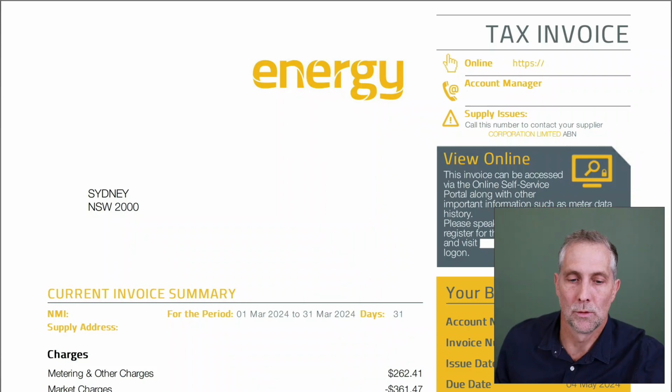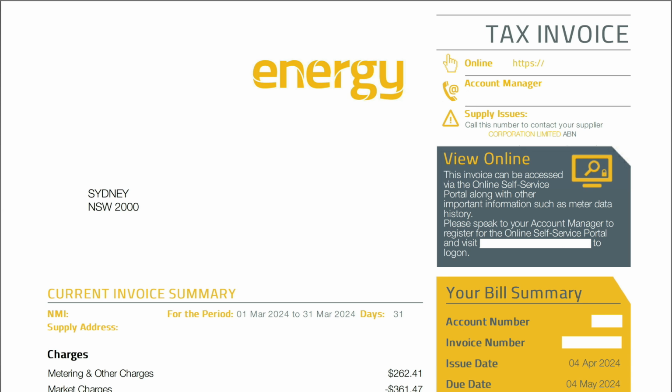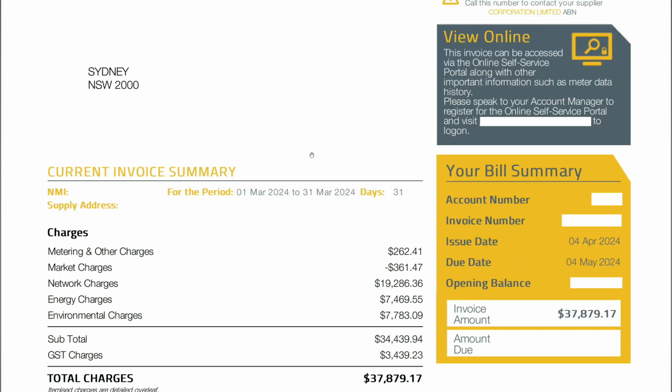So let me jump on the screen here and I will show you an electricity bill. Right, so we'll roll through this. Obviously, we're not going to go into too much detail. You can see this in the membership if you want to go into it in detail. So for the month of March 2024, the electricity bill that the building owner paid to the retailer was $37,000. Let's look at what it is made up of.